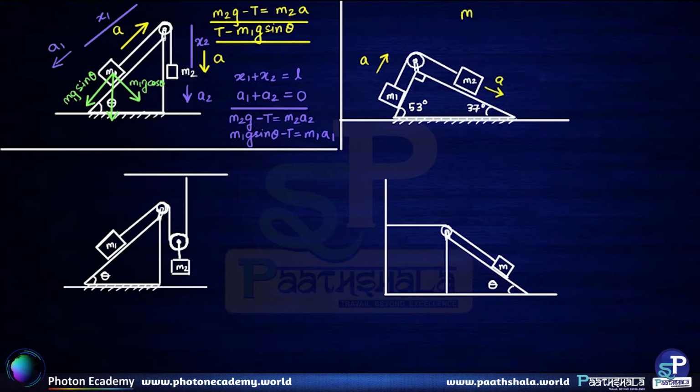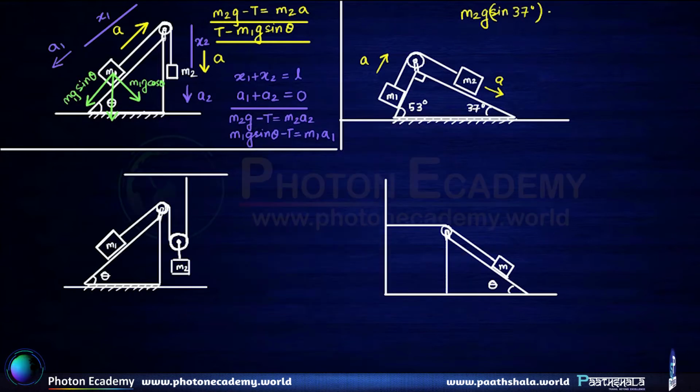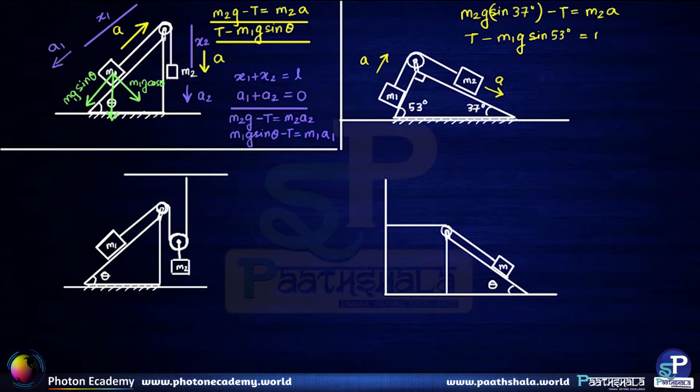So we can write down m2g sine 37. Sine 37 happens to be 3 by 5, which should be known to the listener. So m2g sine 37 minus t is equal to m2a. Similarly, t minus m1g sine 53 is going to be equal to m1a. So using these two equations, you can find out the expression and the value for acceleration as well as tension.